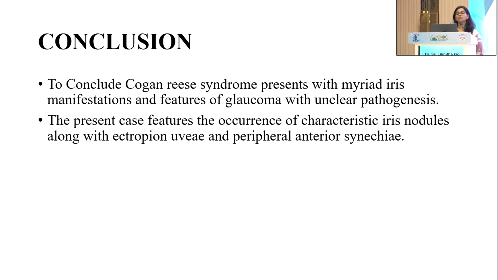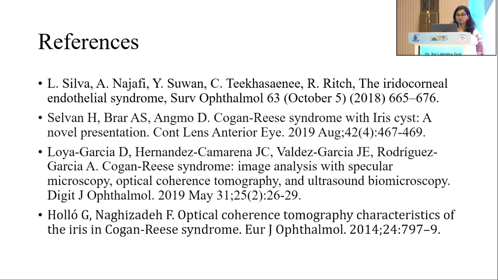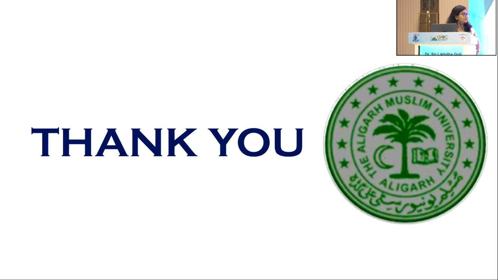Conclusion: to conclude, Cogan-Reese syndrome presents with a myriad of iris manifestations and features of glaucoma with unclear pathogenesis. The present case features the occurrence of characteristic iris nodules along with ectropion uveae and peripheral anterior synechiae. These are my references. Thank you.